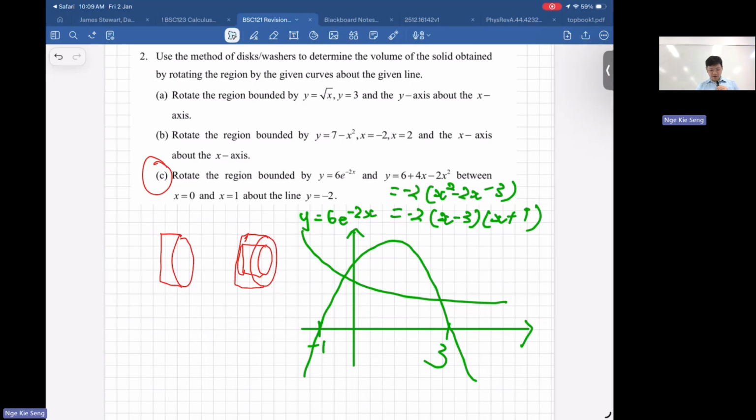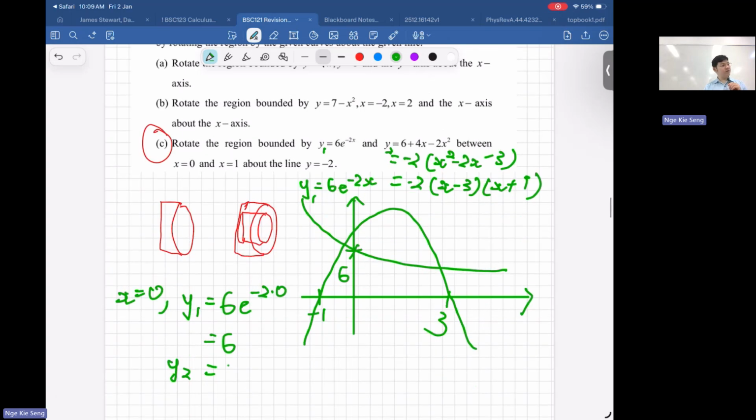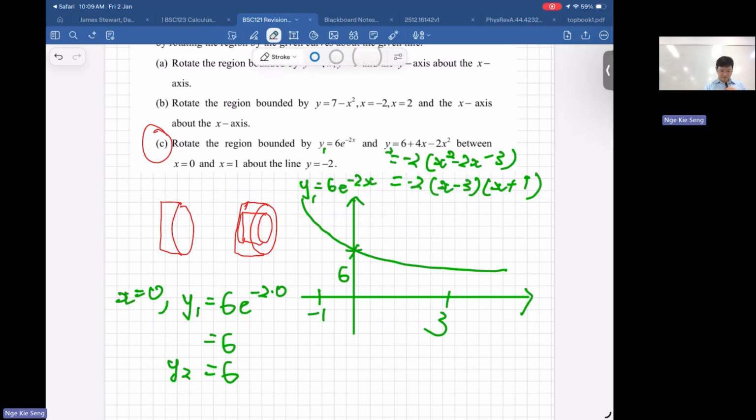It's very straightforward, right? You just substitute x equals 0. What is your y here? Maybe name this y1 and this y2. Okay, so let's look at y1. y1 is 6 times e to the -2 times 0, which is 6. So this point here is 6. How about y2? y2 is also 6. Okay, very good. They pass through the same point. So we can safely draw this graph like this.